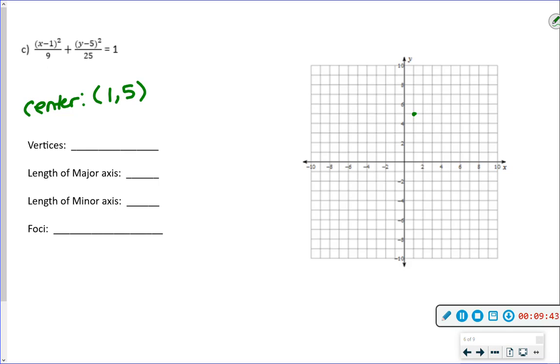9 is under x, I'm going to square root 9, 3. So 3 right from your new center and 3 left. 25's under y. Well, what's square root of 25? 5. So 5 up, 5 down from the center. 1, 2, 3, 4. Okay. So we've got a vertical ellipse, which I knew right away because your larger denominator was a y. So vertices, since it's vertical, of course, are our top and bottom points. We're at 1, 10 and 1, 0.